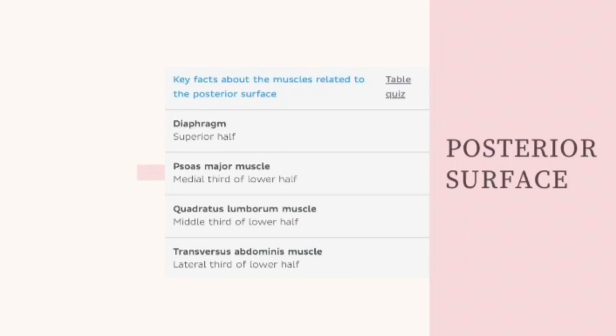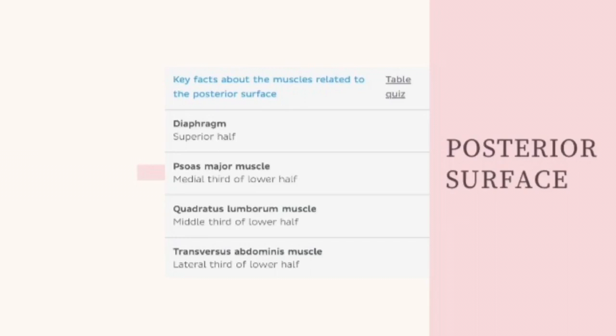Psoas major muscle, quadratus lumborum muscle, transversus abdominis muscle, and the superior half of each kidney is covered by the diaphragm, which is why the kidney moves up and down during respiration. And the muscular relations of the inferior half are easy to remember by dividing the kidney surface into three vertical stripes, where the medial stripe represents the impression of the psoas major muscle, and the central stripe is the quadratus lumborum, and the lateral stripe is the transversus abdominis muscle.